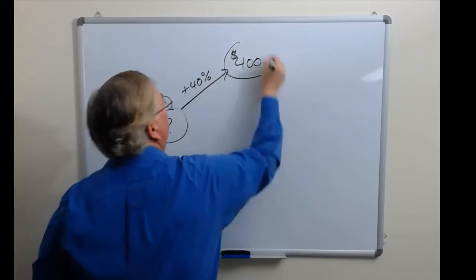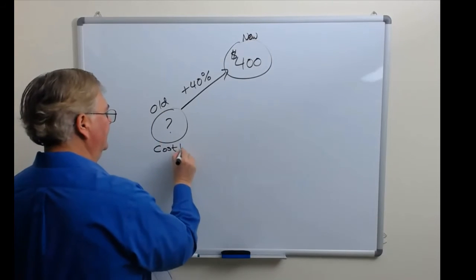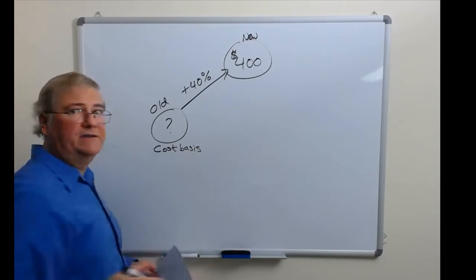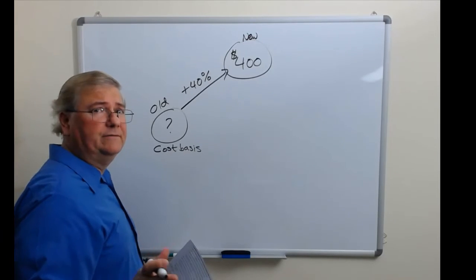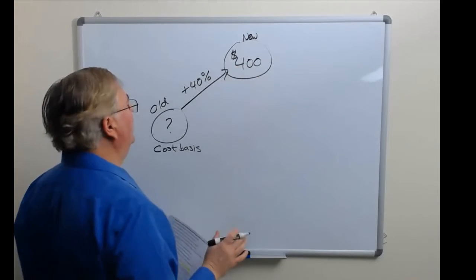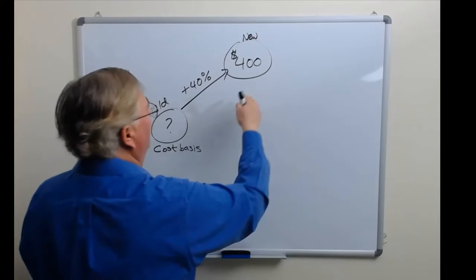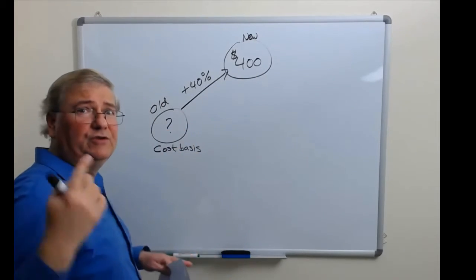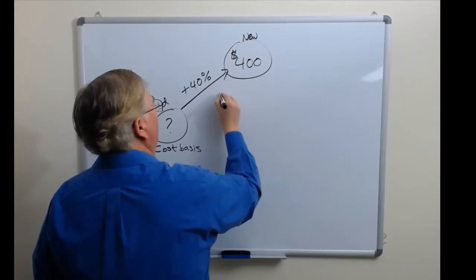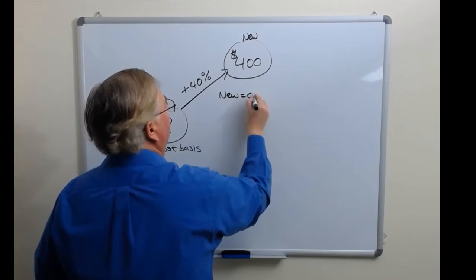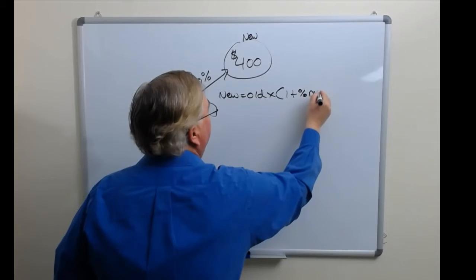So old to new. Or you can look at this as being the cost basis. How much did it cost for this particular retailer to purchase the Tiffany clock to begin with? And the sale price is now $400. This is the markup formula, but all we have to do this time is work our way backwards to find the original price. So let's write out the markup formula again. The new price is equal to the old price multiplied by 1 plus the percentage markup.